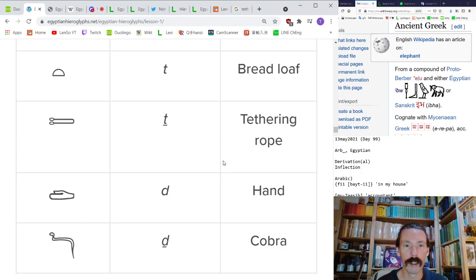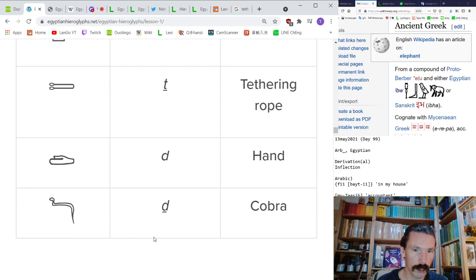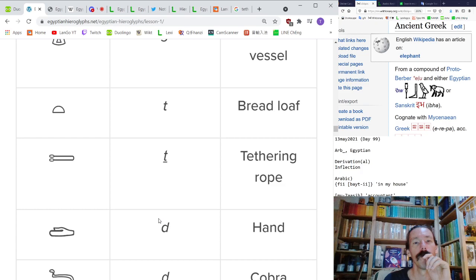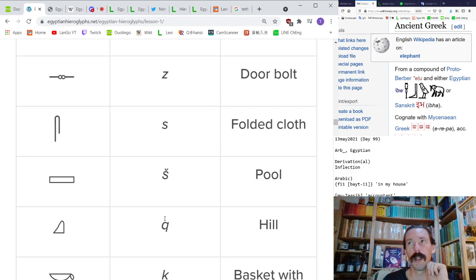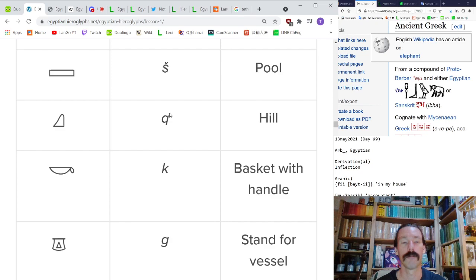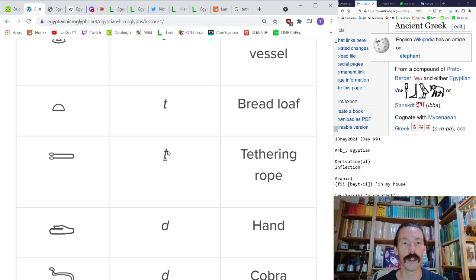Oh, cool. D as in hand, and J as in cobra. This cobra, marked D, is a J. Got it. So it would be noteworthy if there was J but not Ch. But I guess that's true of Arabic too. In Arabic, the old G has become a J. Oh, this list says Ch is an alternate pronunciation for the tethering rope. Okay, good. So underlining for what turned out to be vowels. Ch, J, let's say. Chethering and the cobra.